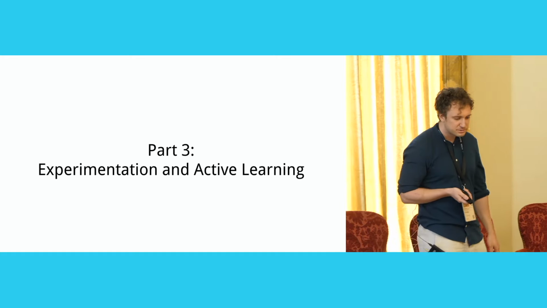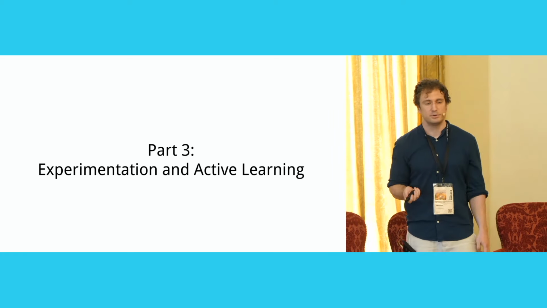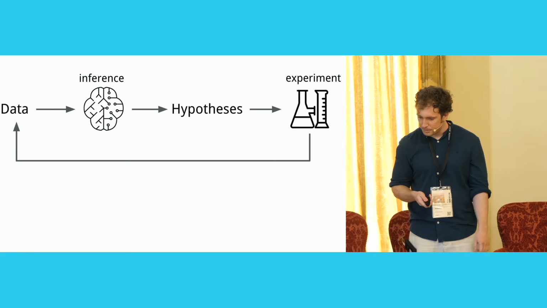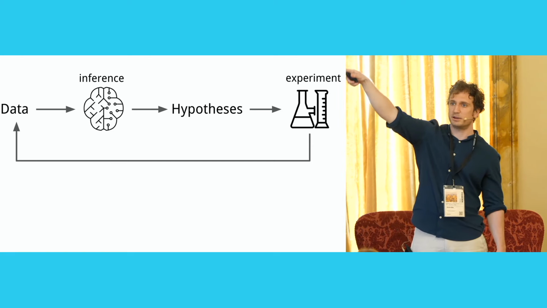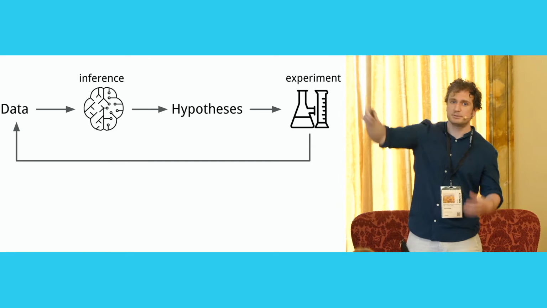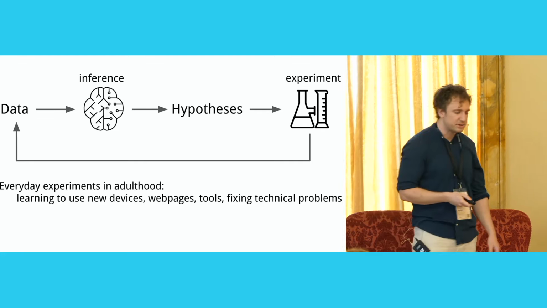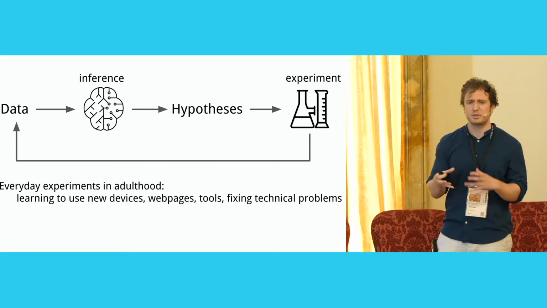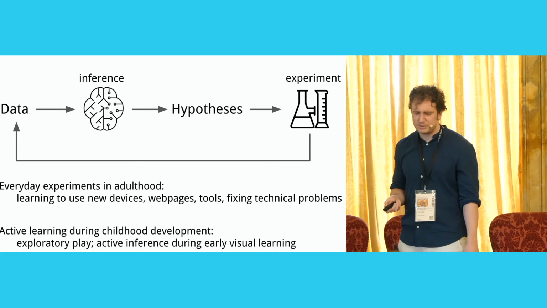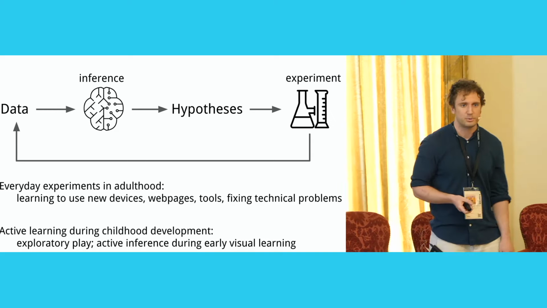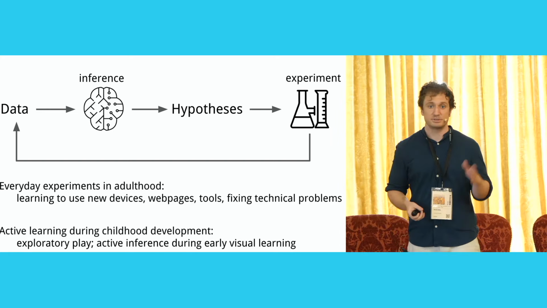So in the last parts, I'll switch from passive learning to active learning and ask how we could use this framework to propose experiments and answer questions. So this is the new picture here, where the data is used to generate hypotheses, which are used to make experiments. The system does some kind of experiment that makes more data, and we repeat this process. So in everyday cognition, there are examples of this, like when we're playing with a web page and figuring out how to use it, or when we're debugging technical problems. And you see similar stuff in childhood, like exploratory play, or even earlier in life, like in Linda Smith's work, she does lots of active inference and early visual learning.